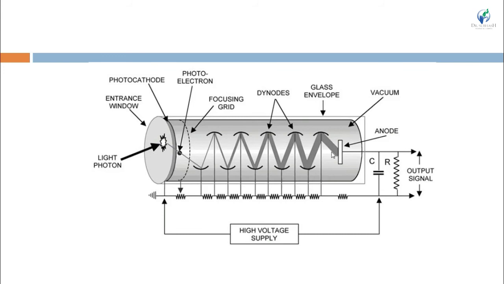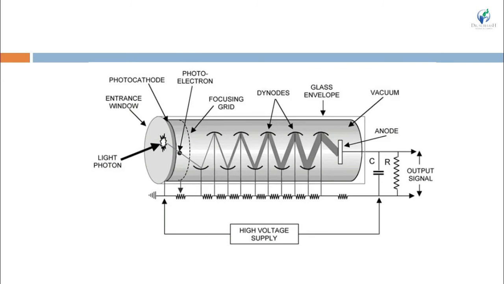Diodes means each diode acts as an anode for the previous diode and as a cathode for the next diode. So they are known as diodes. Diode means they have properties of both cathode and anode, and each diode acts as an anode for the previous diode and acts as a cathode for the next diode. So that's why they are known as diodes.